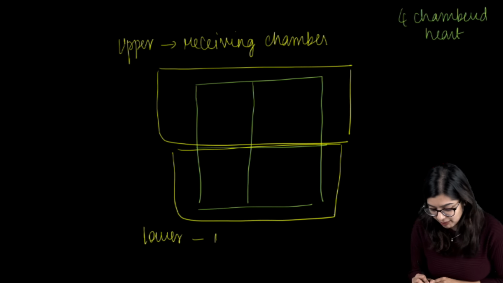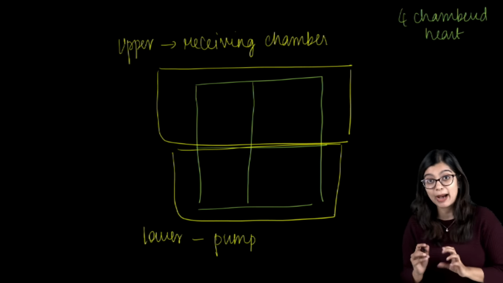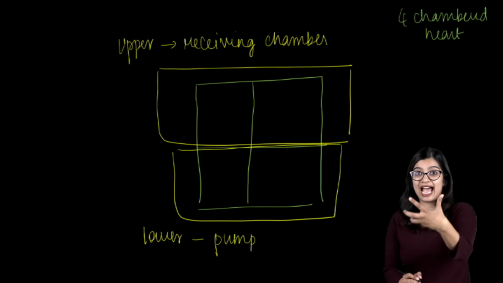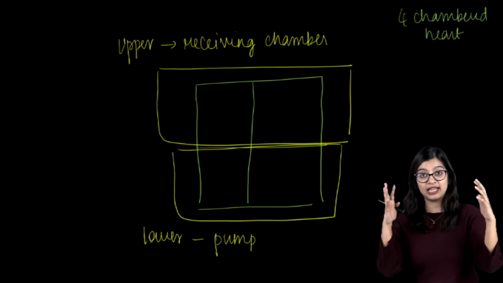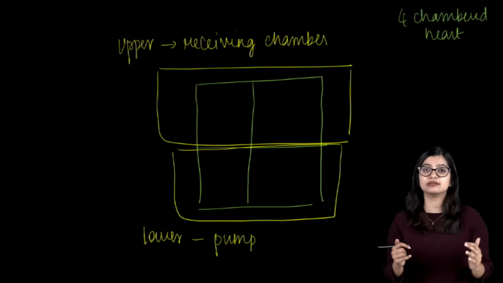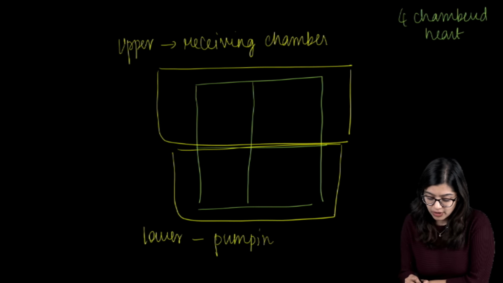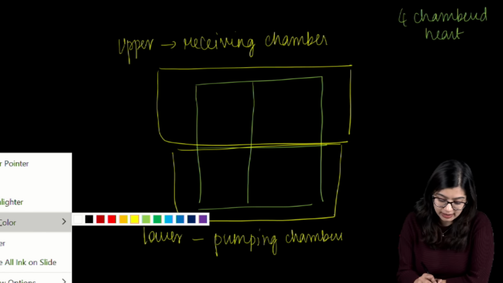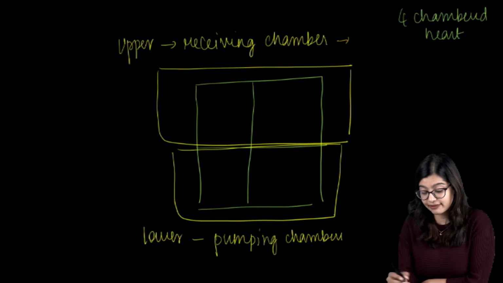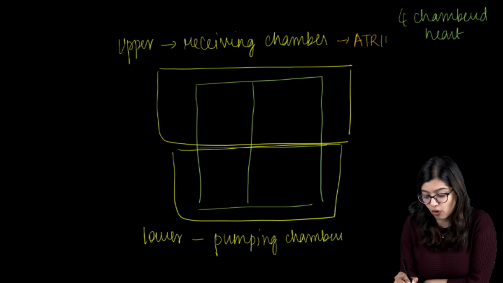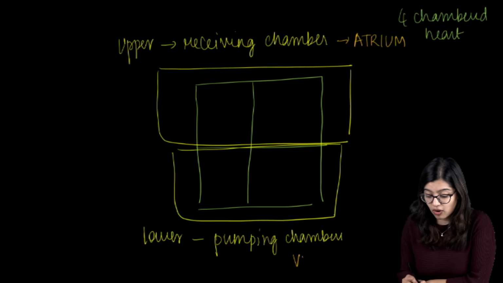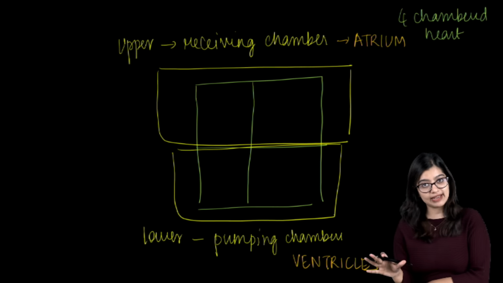While the lower chambers, their job is to pump, right? So I said that the heart acts as a pump, which means that it acts as a pump because of the very presence of the lower chambers. So I will call them pumping chambers. Now to give it a more technical term, we call receiving chambers atrium or atria, while we call the pumping chambers ventricles. Are we clear?